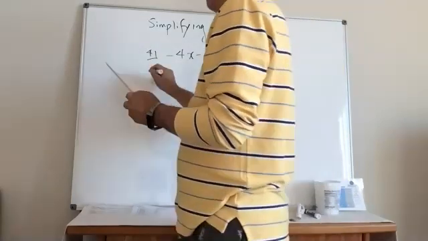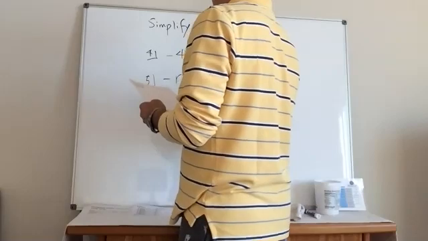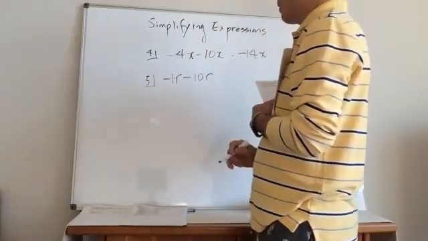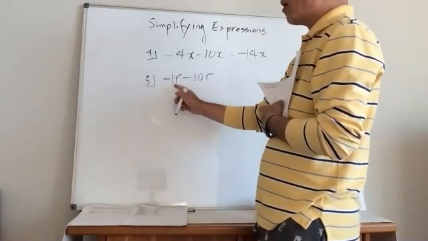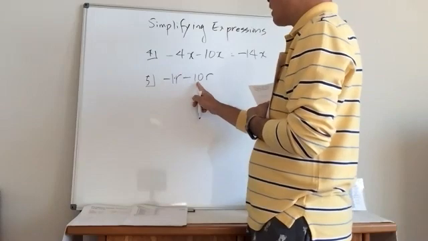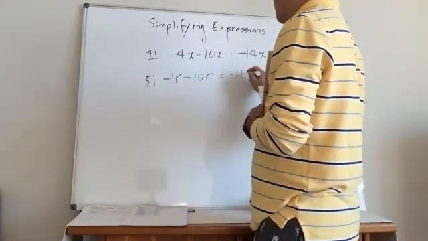Okay, 5 is the same thing. I have negative r minus 10r. I have negative 1r here, right? It's the same as 1r, or r is the same thing. So I have negative 1 minus 10, but they both have r's, so I can combine them to say negative 11r.